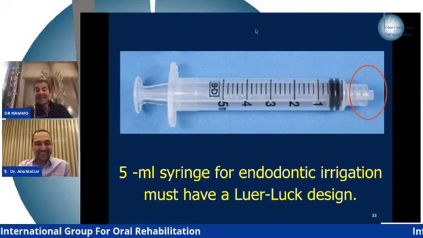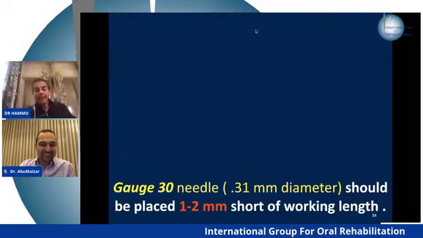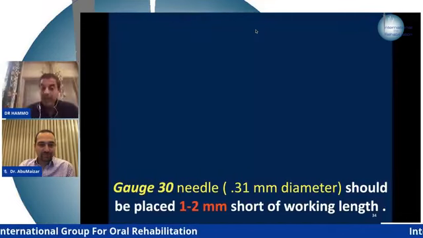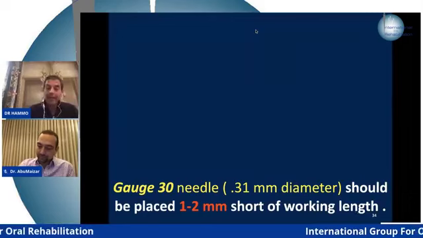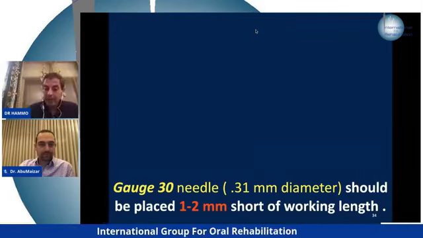So we need the syringe, which is 5 cc, and we need the needle, which is gauge 30, and this needle is 0.3 millimeter in diameter.